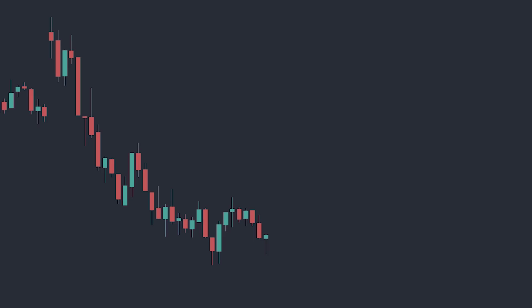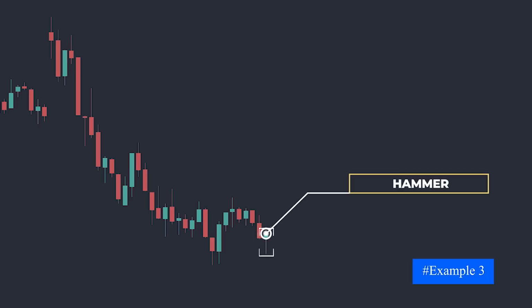And in the third example, here you can see we have a hammer, right? But you can also notice we have another hammer at this particular point. We have a hammer here, we have a hammer here. So if we are taking trades just based on random hammers, this is how many times your stop loss will be hit.